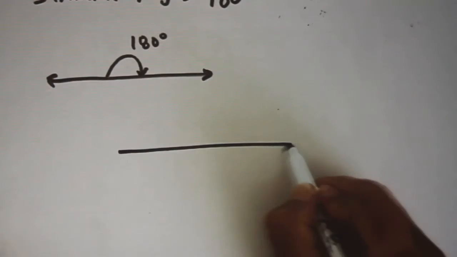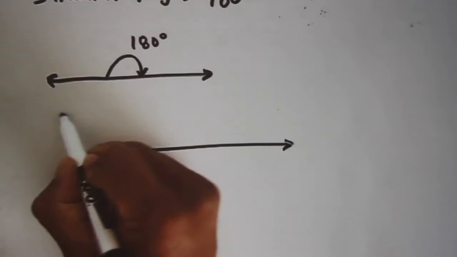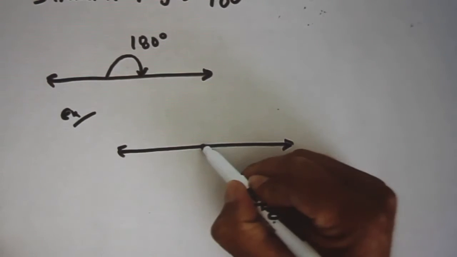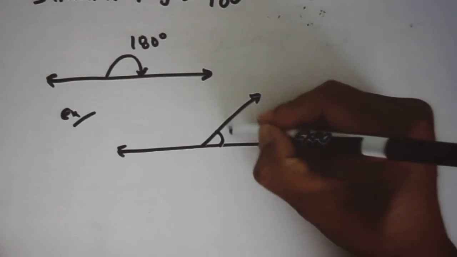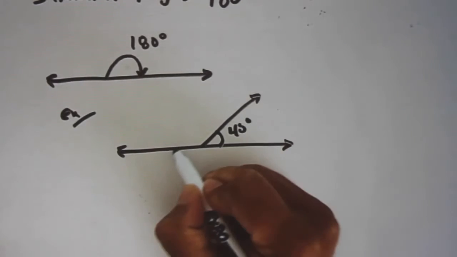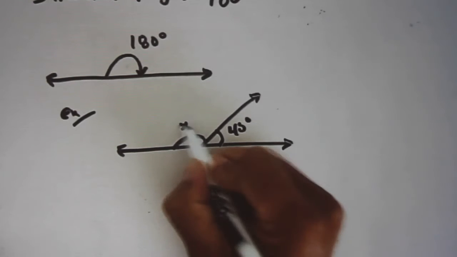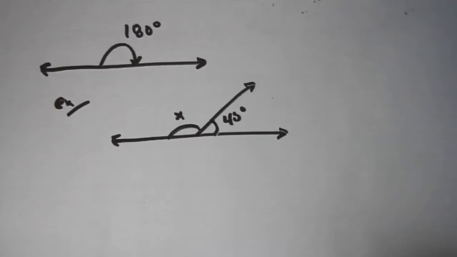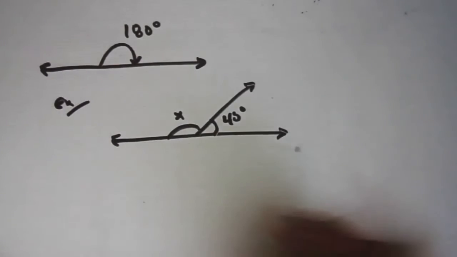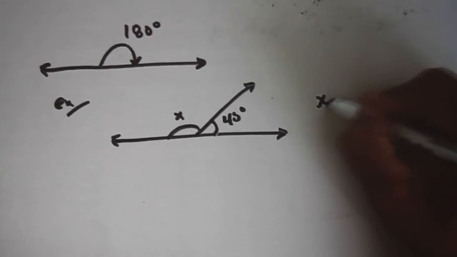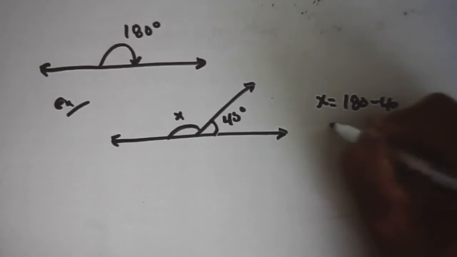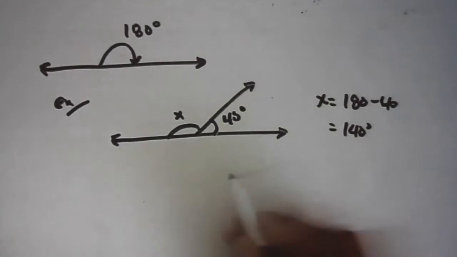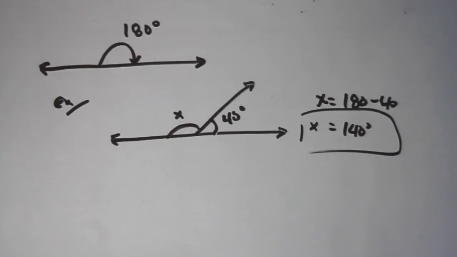They're giving you a line, and occasionally they'll say, let's say we have this ray that comes out of there, and then they'll say that this is, let's say, 40 degrees, and then they want you to find the measure of that angle there. Well, if there's 180 degrees total in the entire line going this way, x has to be 180 minus 40, so it's 140 degrees left for x.